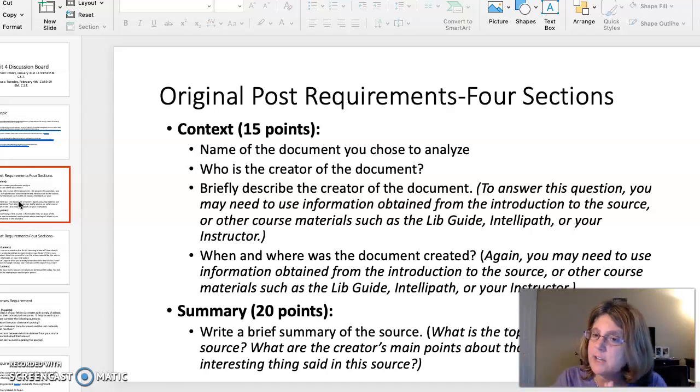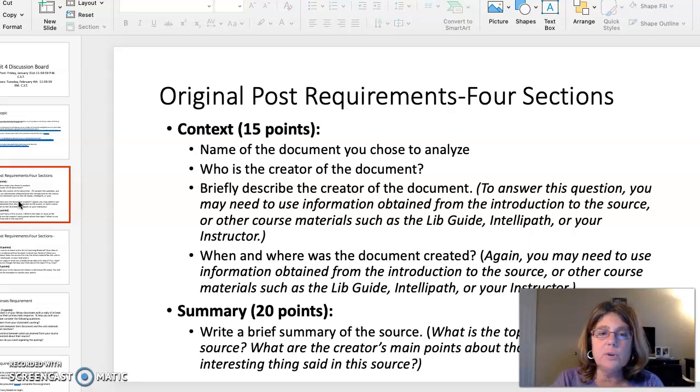Okay, so the context section is going to be worth 15 points. Name the document you chose to analyze. Who is the creator of the document? When and where was the document created? That's the context section. Very similar to Unit 2 DB.